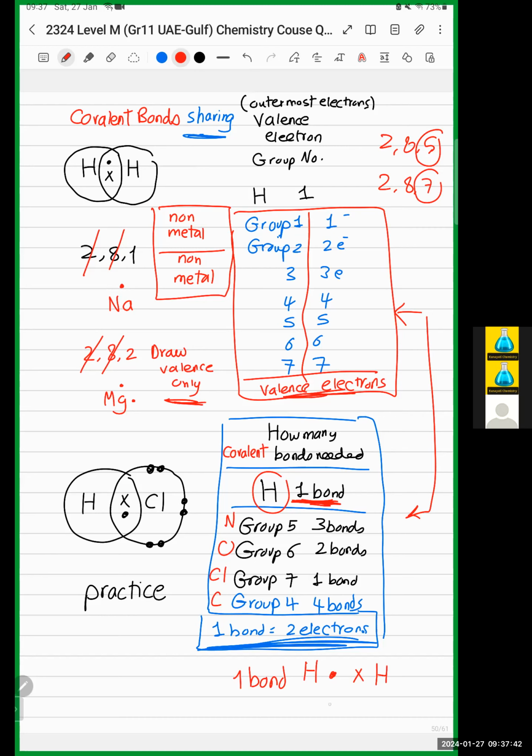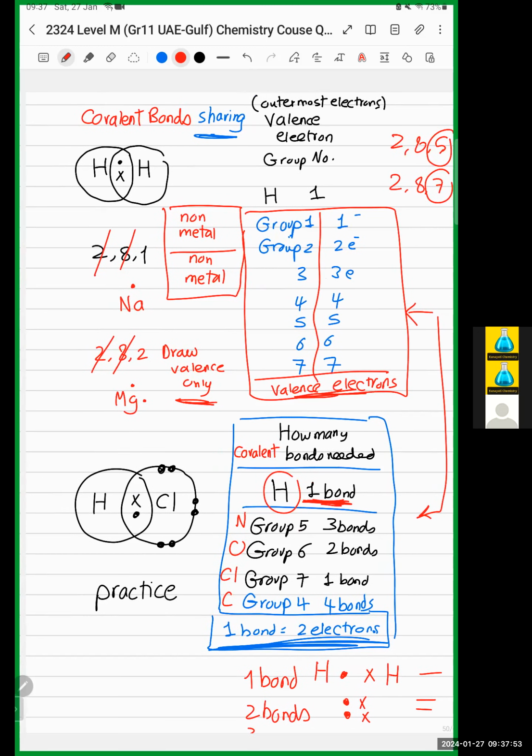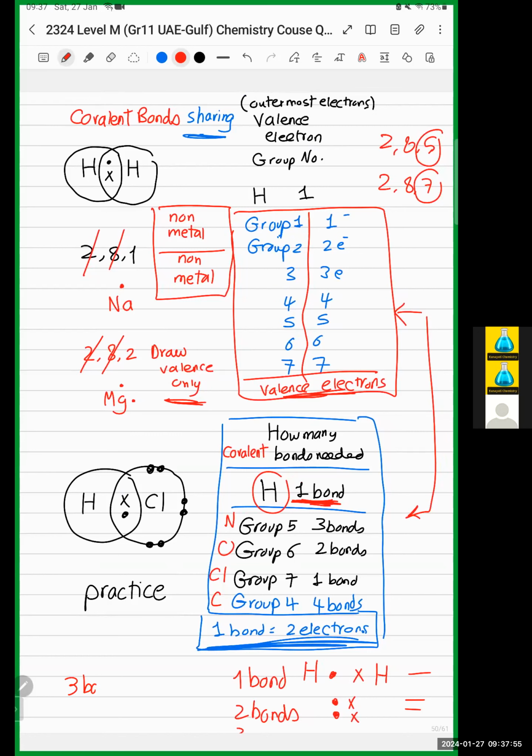If you have 2 bonds, then you have 4 electrons, 2 from this side and 2 from this side. Now here you made 1 bond, here you make 2 bonds. If you make 3 covalent bonds, you need to use 3 multiplied by 2, so 6 electrons. From this element, you will get 6 electrons, and this element 6 electrons. So you make a triple bond, a triple covalent bond. The most important thing to master is to practice the covalent bond structures and electronic dot structures.